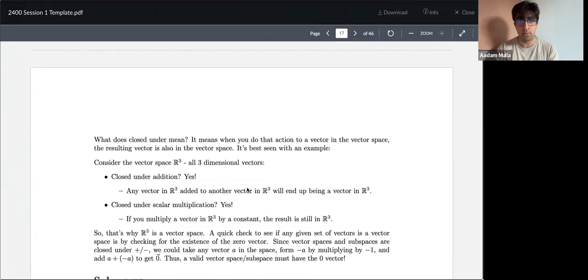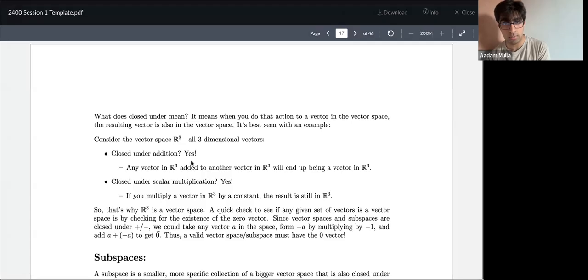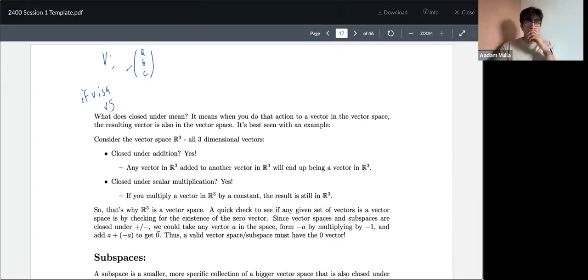Okay, let's see what other concepts we have here. So here we're explaining what closed under addition and closed under scalar multiplication means. Okay, another thing to keep in mind is that if we have a vector space V, and we have some vector in it, A, B, C. Let's imagine, okay? Because we know V is a vector space, we should be able to scalar multiply A, B, C to get negative A, negative B, negative C, right? That should be allowed because that's scalar multiplication.